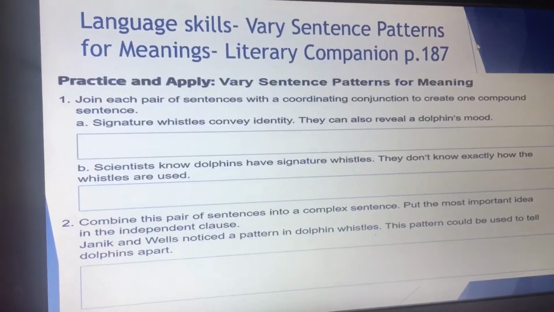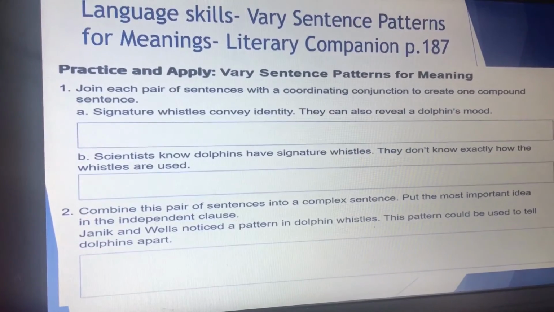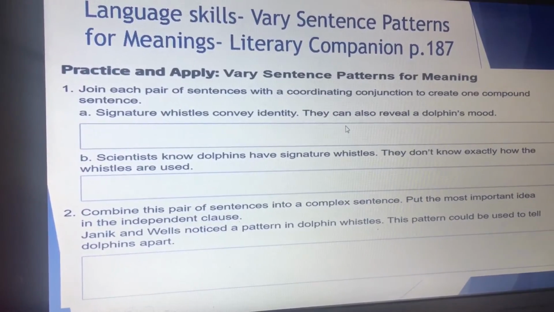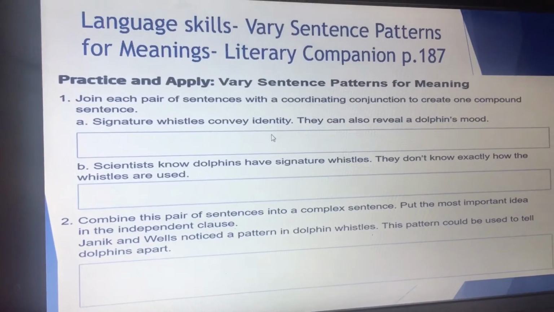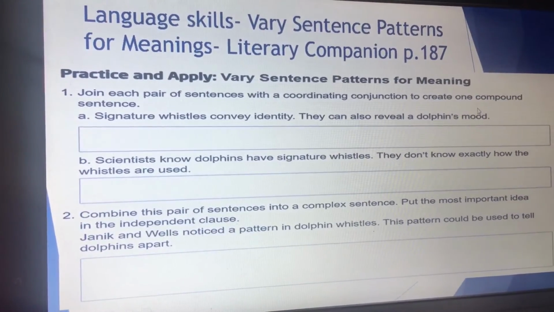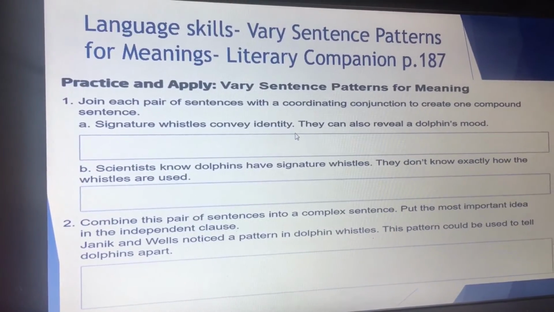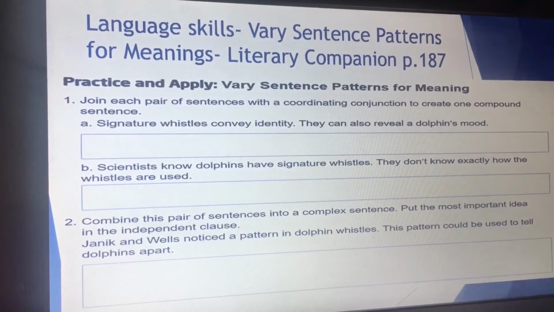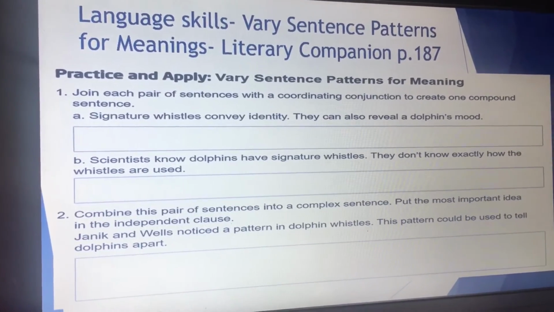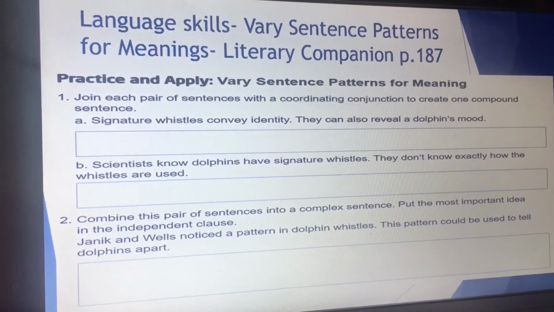Now the first exercise, you have A and B, two parts. You have to join those two sentences, two clauses, in one compound sentence. Remember, compound sentence, which means that you have to use conjunctions that are from the fanboys family: and, or, but, and so on. Now the first one, signature whistles convey identity.